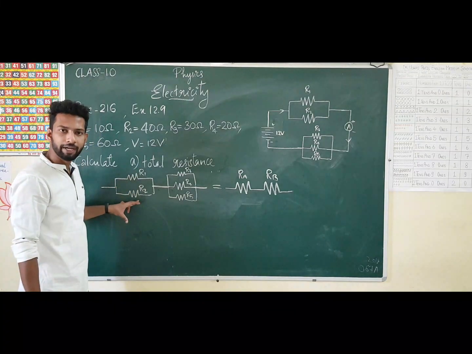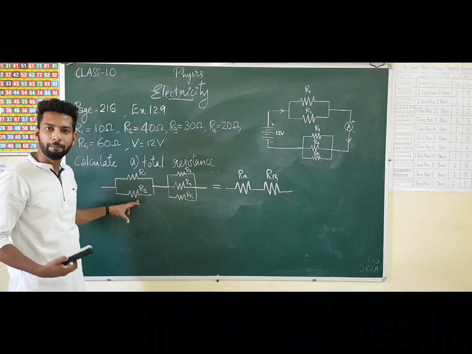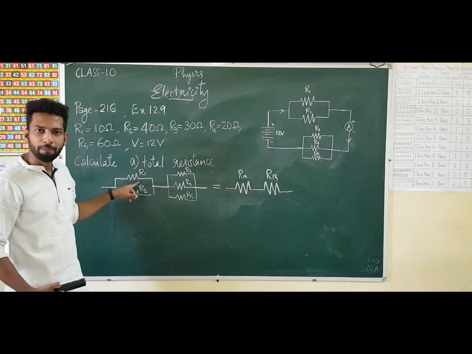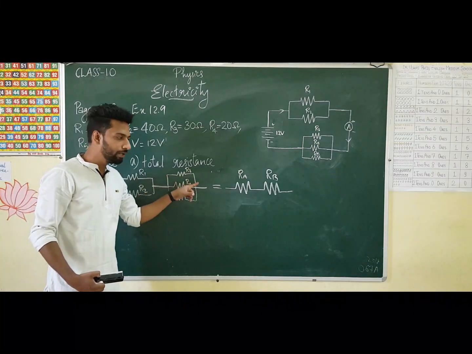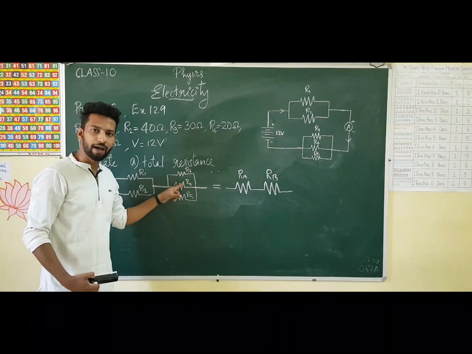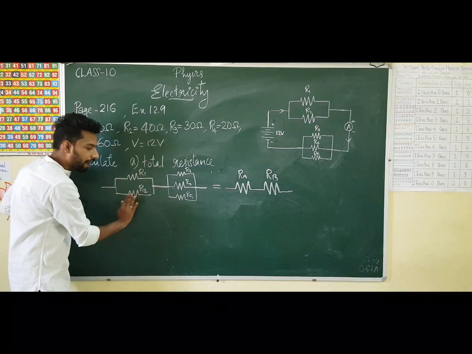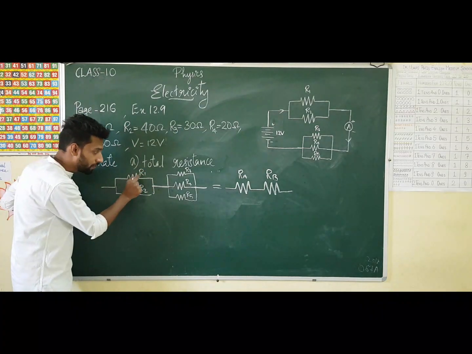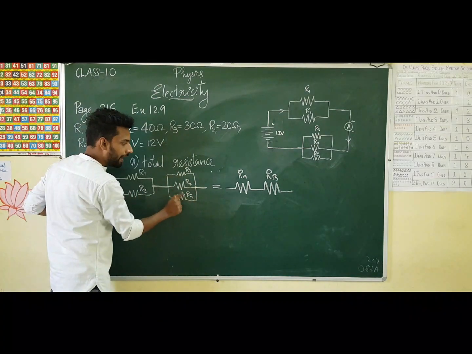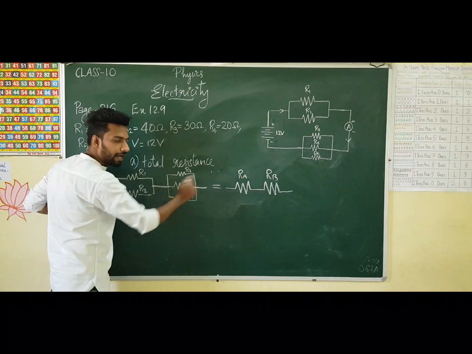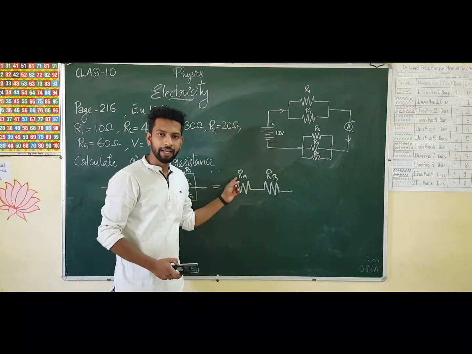We can use the equation to find the equivalent resistance when two resistors are connected in parallel: 1 by Ra equals 1 by R1 plus 1 by R2. Similarly, we can replace the equivalent resistance of R3, R4 and R5 by Rb. So you can replace R1 and R2 by Ra, the total resistance of R1 and R2 when connected in parallel, and it will be in series with the total resistance of R3, R4 and R5, which is replaced by Rb. So we can summarize this circuit in the form of Ra and Rb.